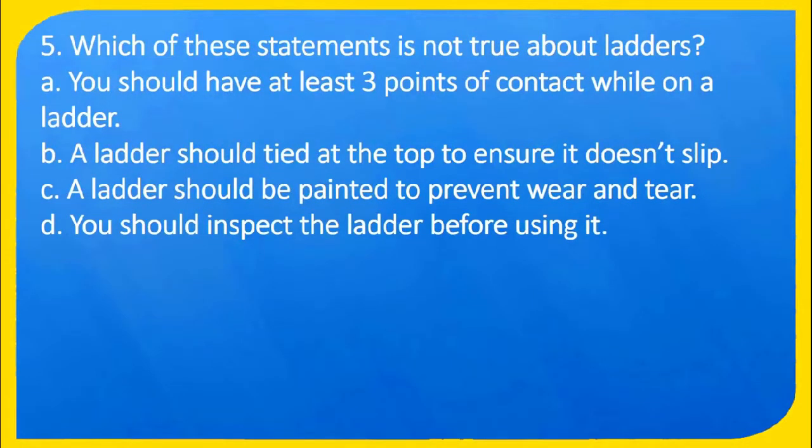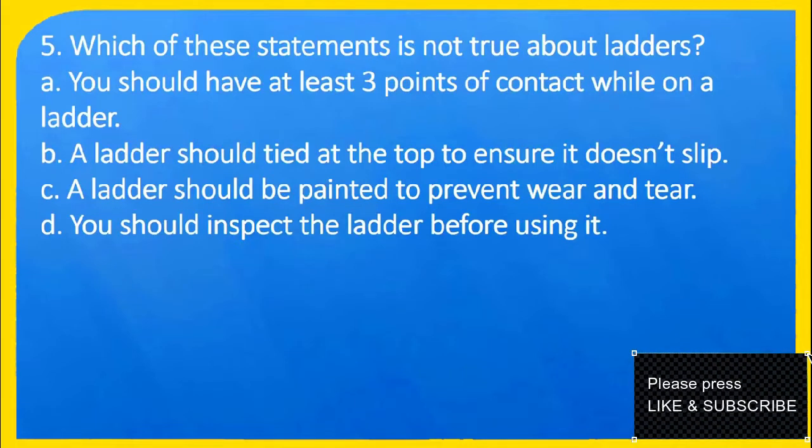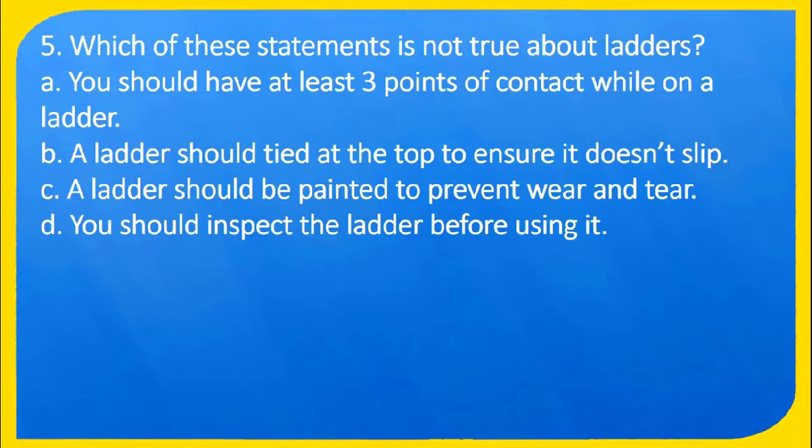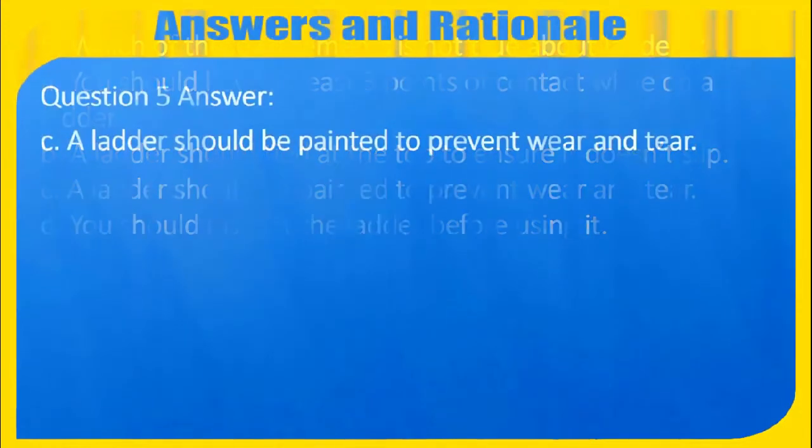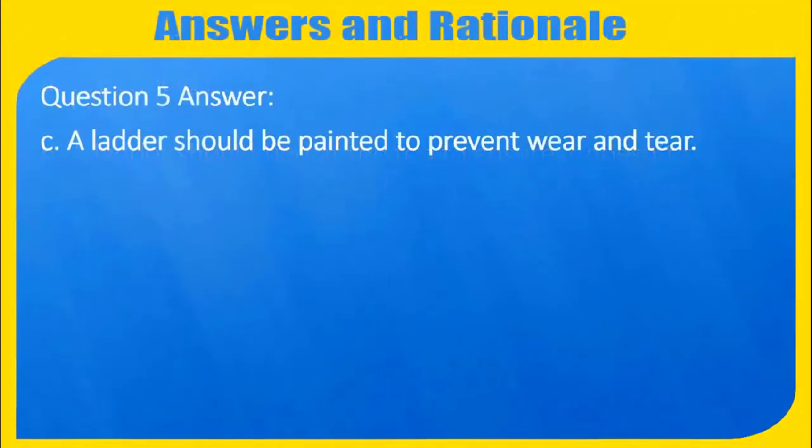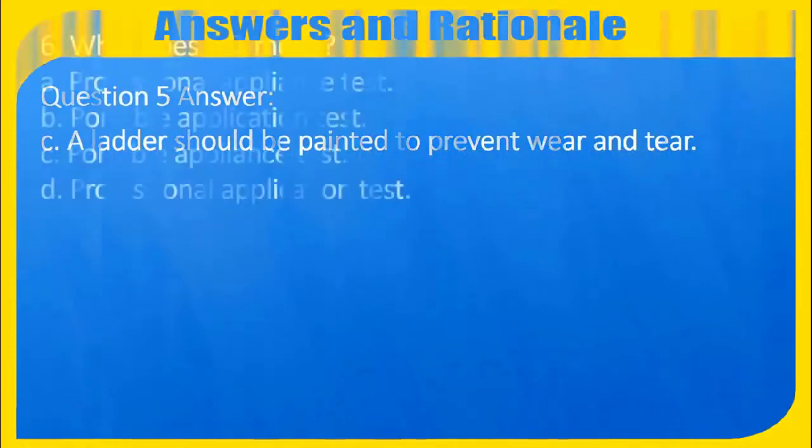Question 5. Which of these statements is not true about ladders? A. You should have at least 3 points of contact while on a ladder. B. A ladder should be tied at the top to ensure it doesn't slip. C. A ladder should be painted to prevent wear and tear. D. You should inspect the ladder before using it. Question 5 answer, C. A ladder should be painted to prevent wear and tear.